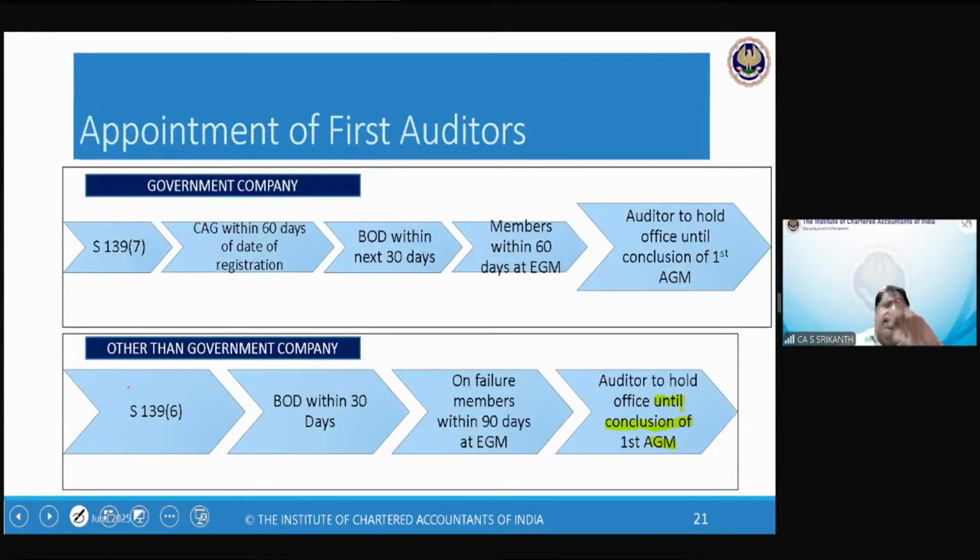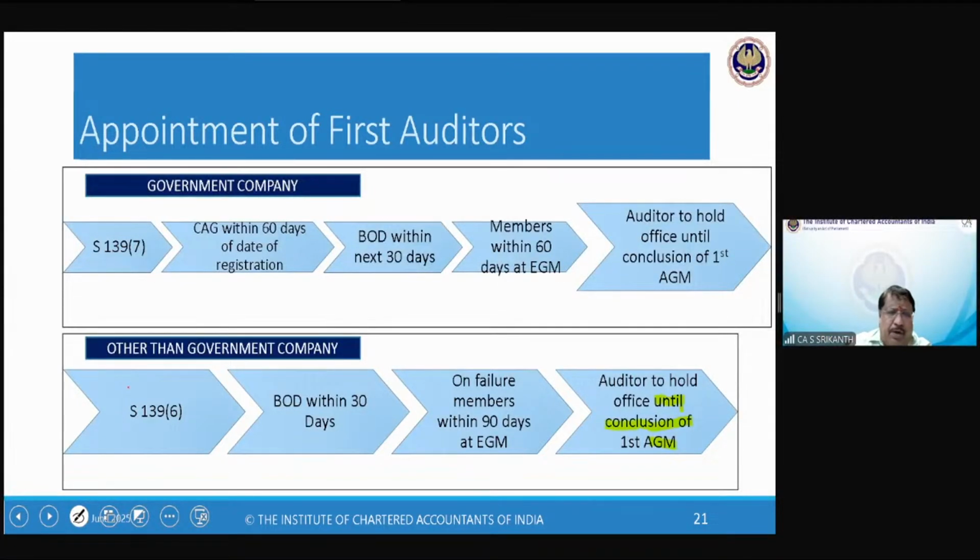Okay, sir, 60 days, CAG is not appointing. Then the law says the board of directors should appoint within the next 30 days. Sorry, if CAG is not appointing, then you have to appoint. How will you do it? You go to your ministry, get an approval and do it. That's all.